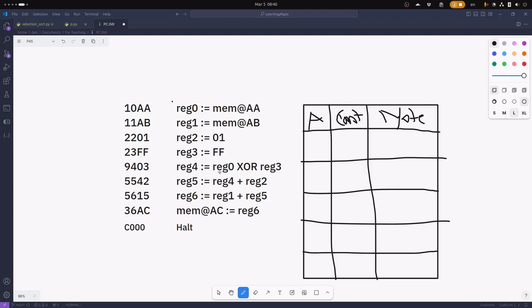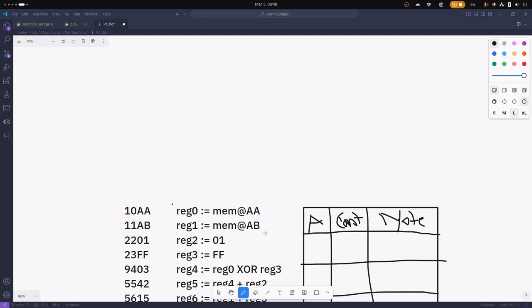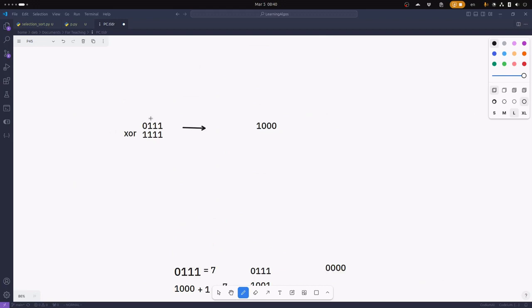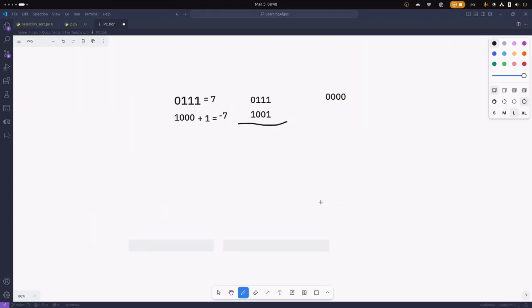of memory address A, right? The value of memory address A is in register 0, and we XOR it with register 3, which means 8 ones, right? So if you think a little, you'll find that in this line we did this thing, and the number got flipped, and then we will just store the result.